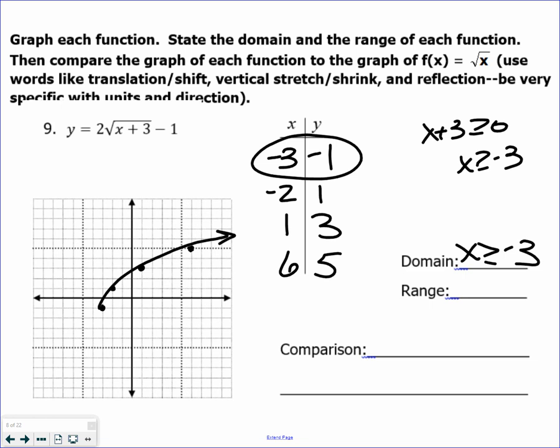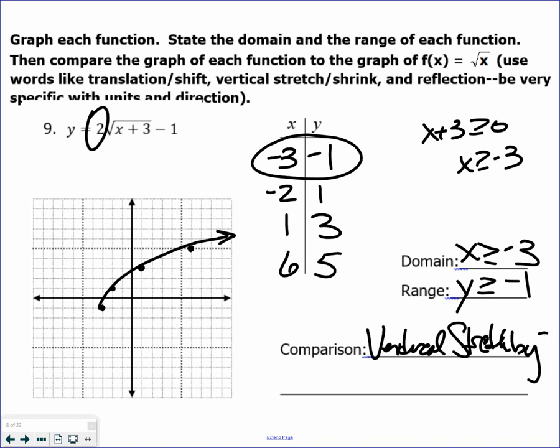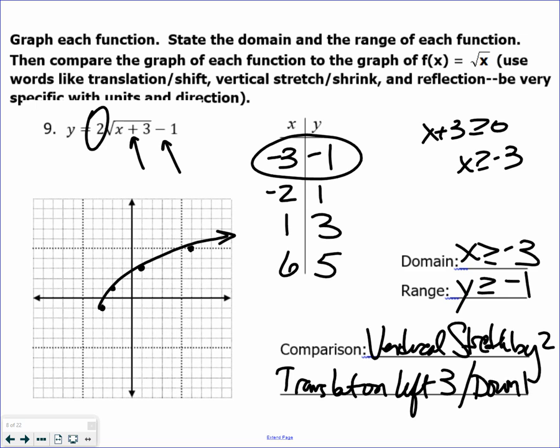And so now the range, all the numbers for y, went greater than or equal to -1. And let's talk about all the comparison. The 2 outside, that is a vertical stretch by 2. Now, the number inside causes a translation left and right. So this is a translation to the left by 3. And then it's also a translation, the number on the outside is a translation down 1. So I don't have a lot of room, so I just kind of put translation left 3 and down 1.